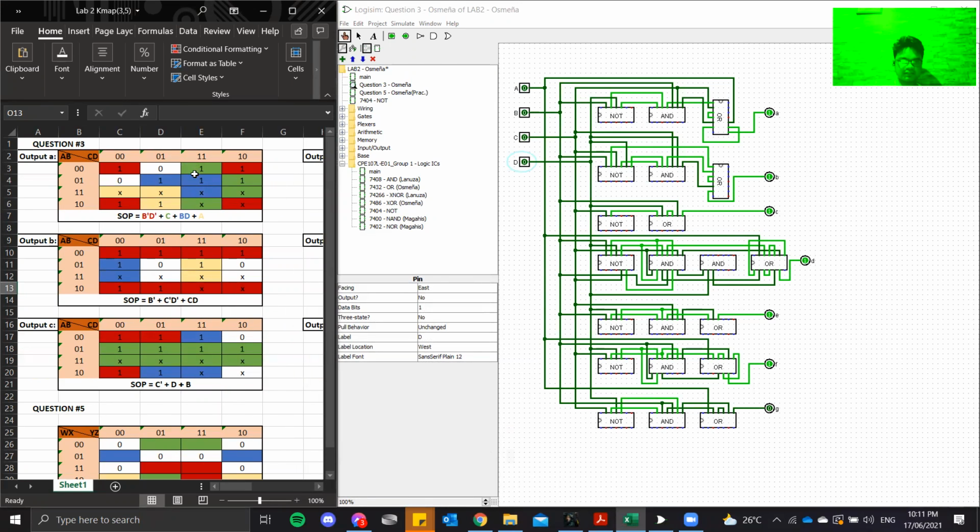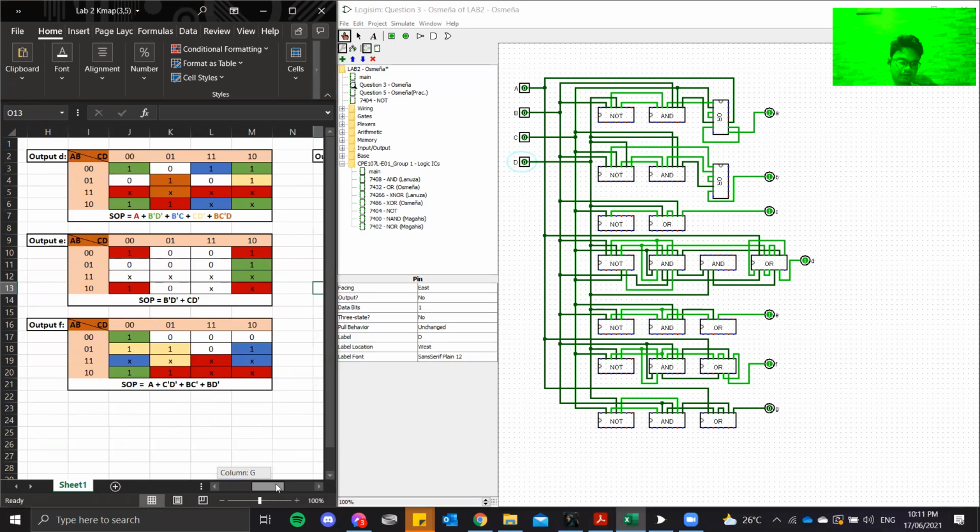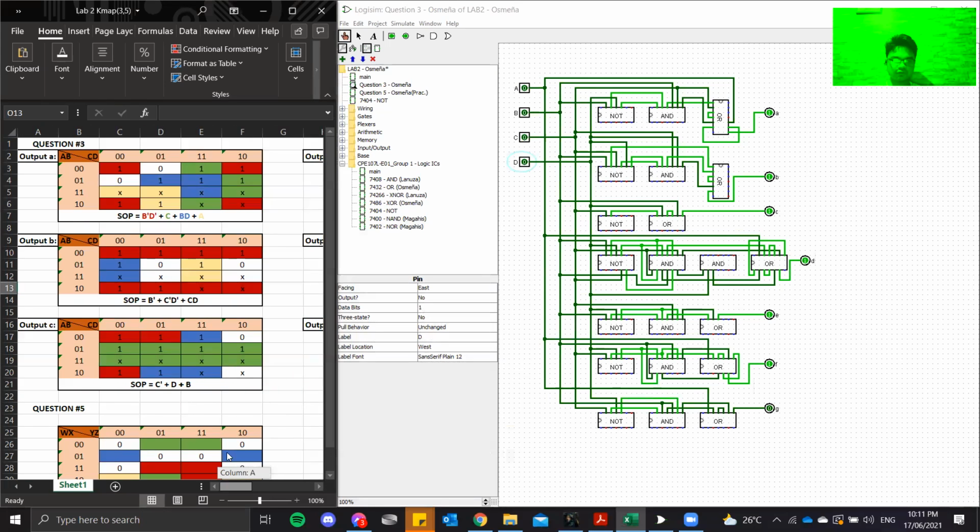They all have quite messy colorings because Excel does not support the blending of colors, or I don't know how to do that in Excel. So basically, this is what they may look like, and their sum of products and their minterms. So here you can see D, E, and F, and for G. Implementing them into K-map, this is what they would look like.